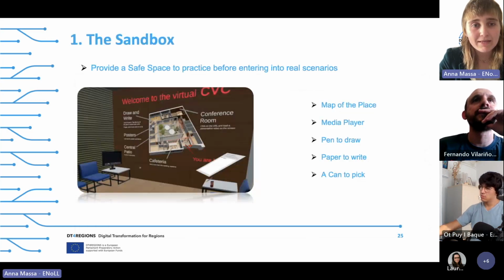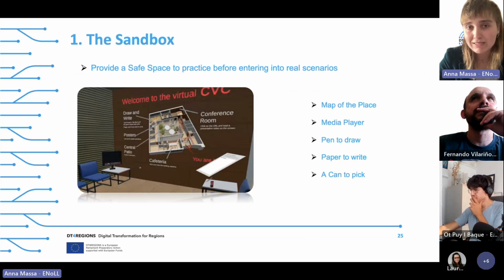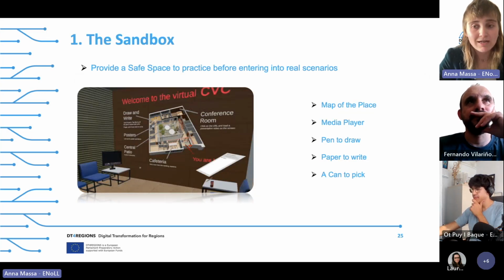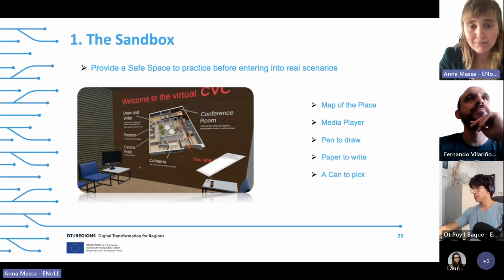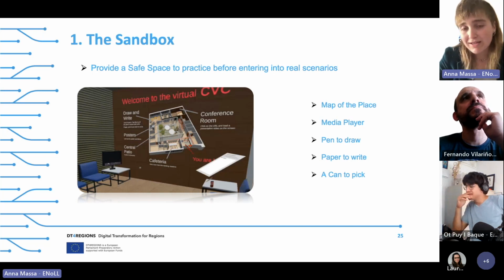With the sandbox, what we intended to do is to provide a safe space before entering the real scenarios. As a result of previous workshops, it was a relevant output that the first interaction with this metaverse experience was not good enough by only accessing there. So we needed to implement this sandbox so people can feel safe with what they are doing, get comfortable with the tools, and start enjoying their experience in a safe way.